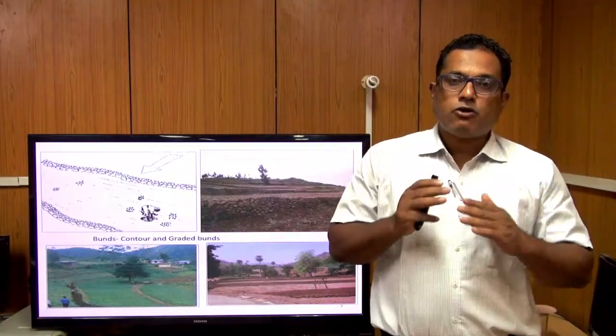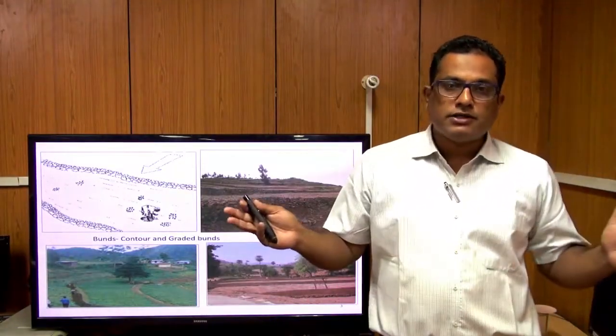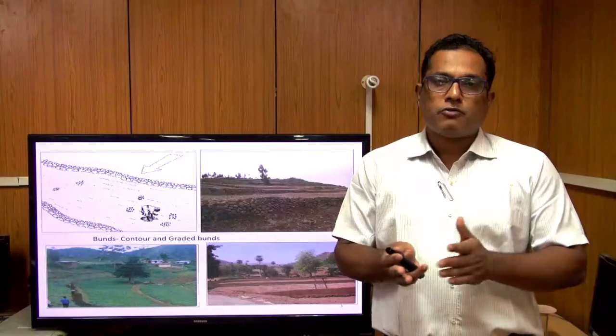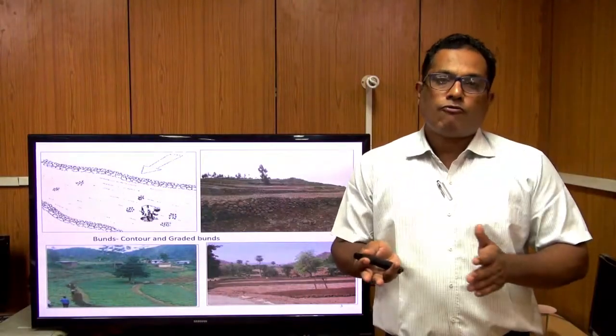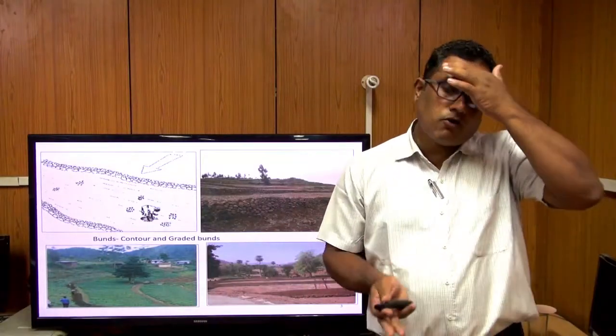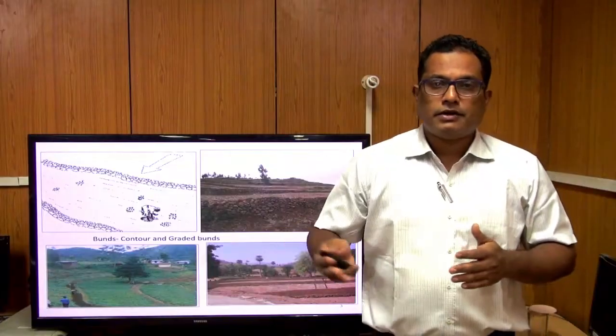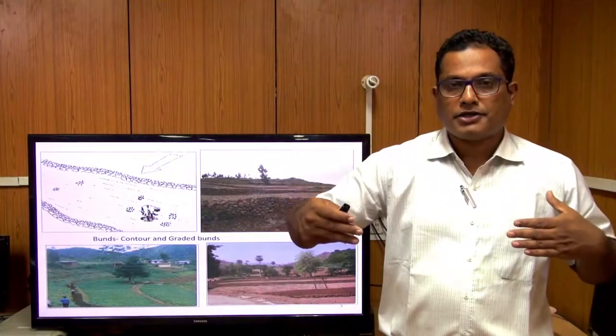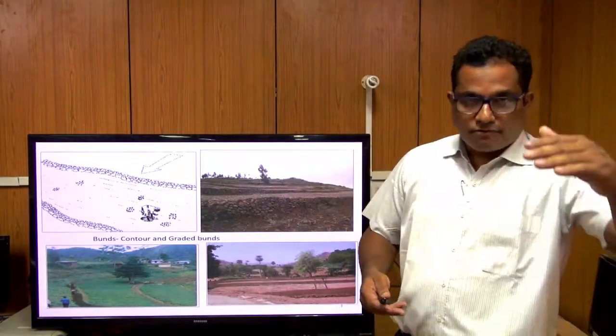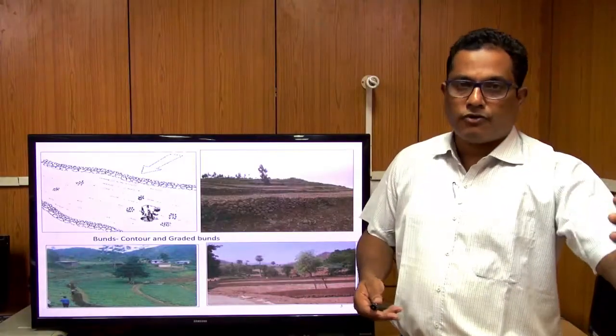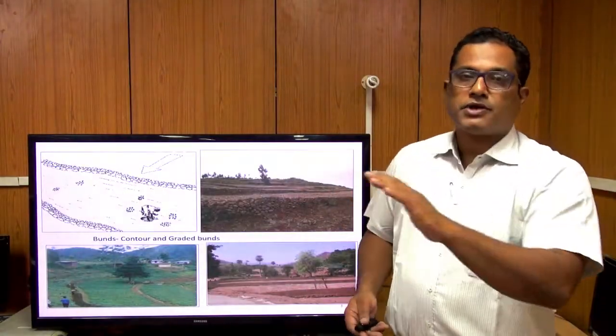Since it will be on the contours, there is no sideward slope, no gradient, so there would not be any movement of water laterally. The water will not move from the sides of the bund, in the lateral direction. Whatever water is coming from runoff, that is the excess rainfall, will be stored on the upstream side of the bund.